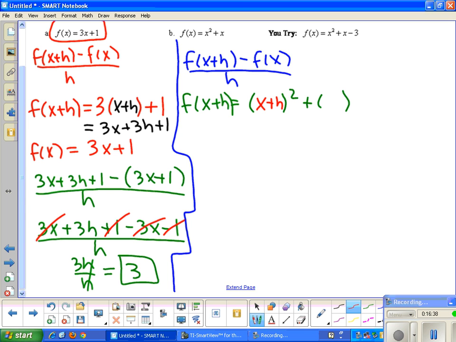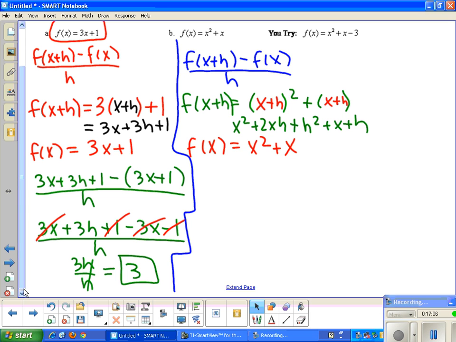Just like if I had f of 2, everywhere I saw an x, I would plug in 2. Then I need to simplify. If you have a binomial squared, you have to FOIL or box it out. So we get here x squared plus 2xh plus h squared plus x plus h. Now look to combine like terms, which you don't have any. And our original function f of x was equal to x squared plus x. So now I'm going to take those two, subtract them, and divide by h.